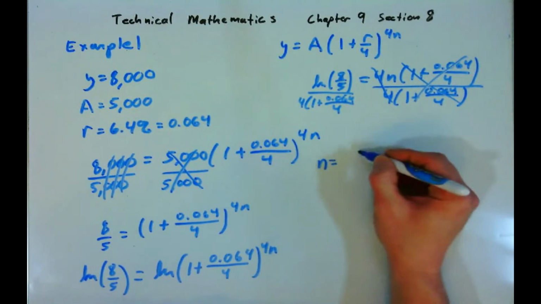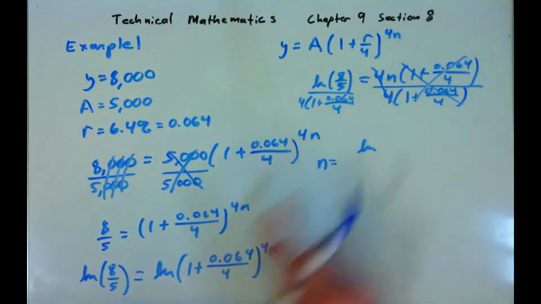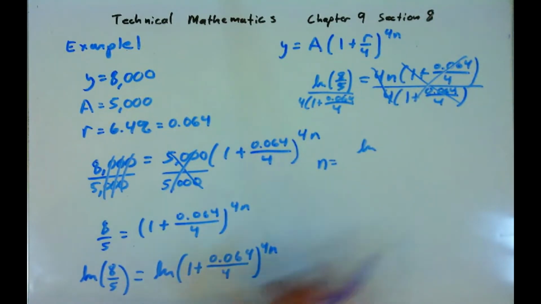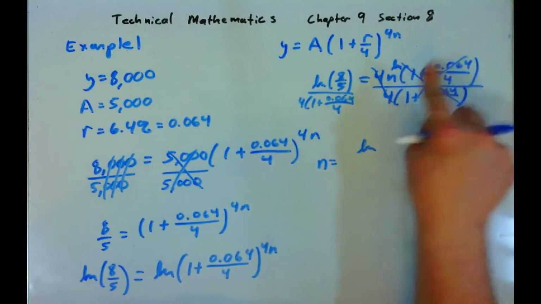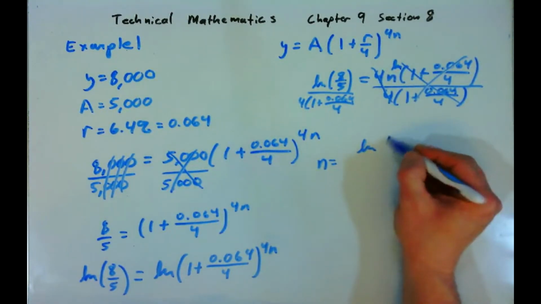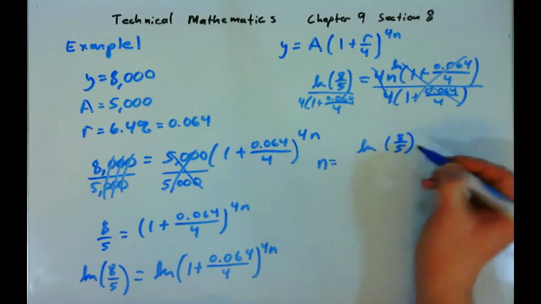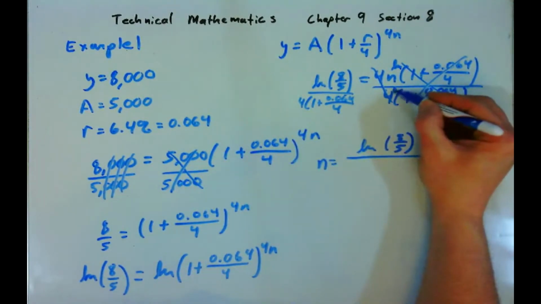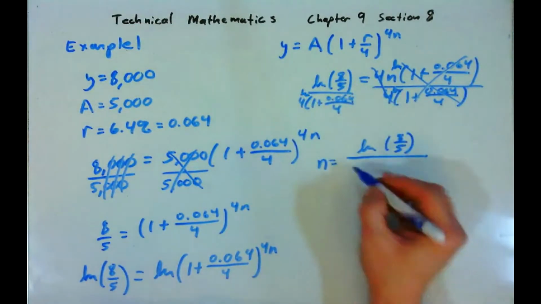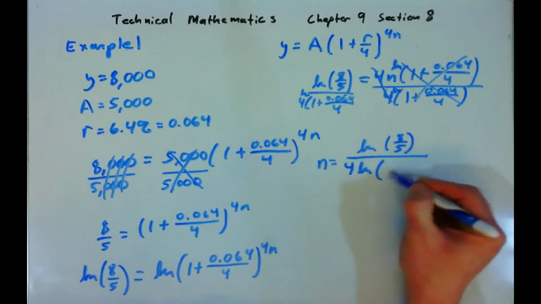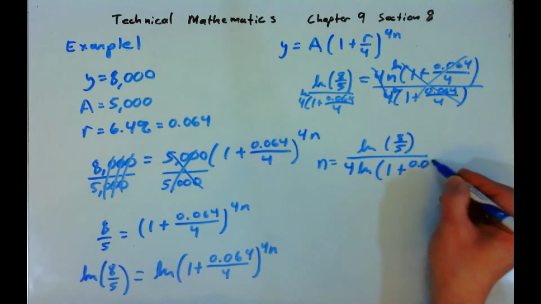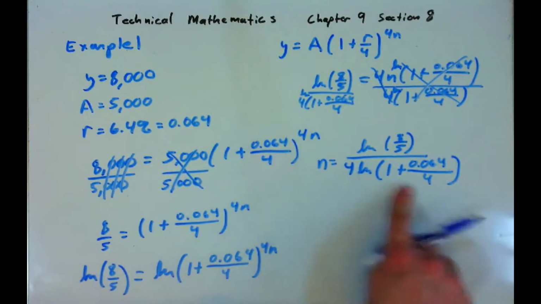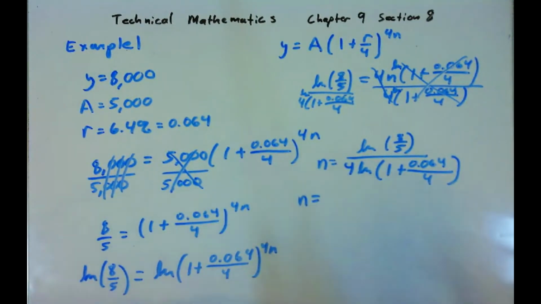And so n will equal the natural logarithm. Oh, and I forgot to write my natural log here. Right, I had natural log of everything in the parentheses. I can't forget to write the natural log there. So I have natural log of 8/5 divided by, and again I'm supposed to have natural log here, that's what I divided by, and here, 4 times the natural log of 1 plus 0.064 divided by 4. Okay, and so now we can solve for n by plugging this into the calculator.